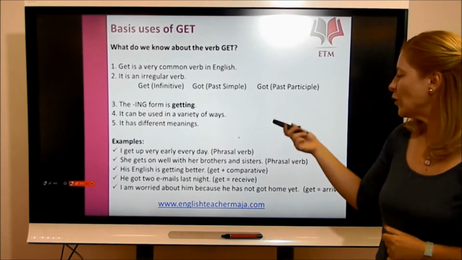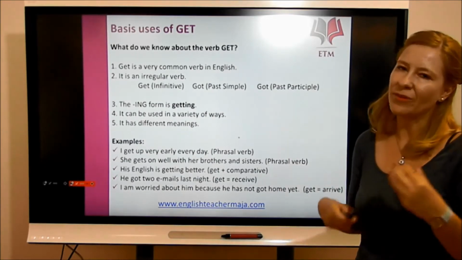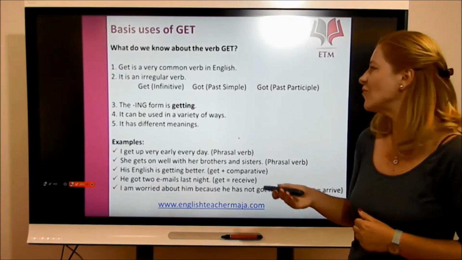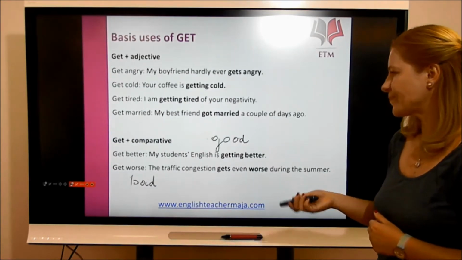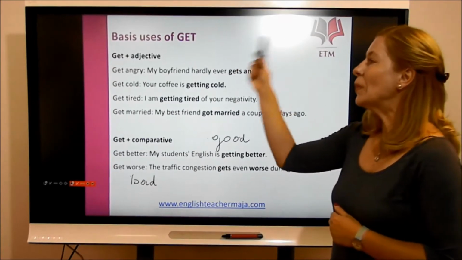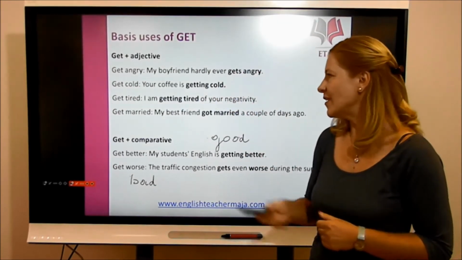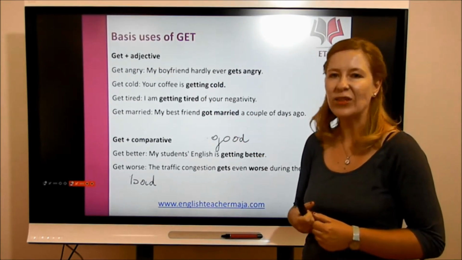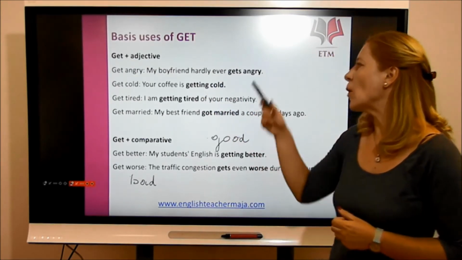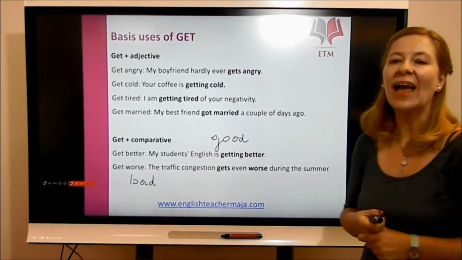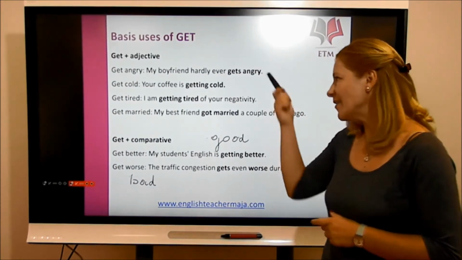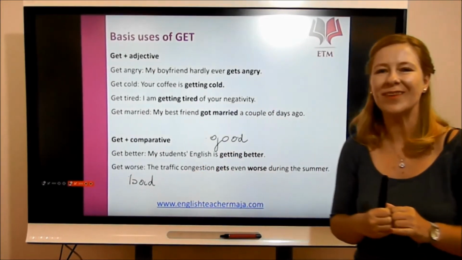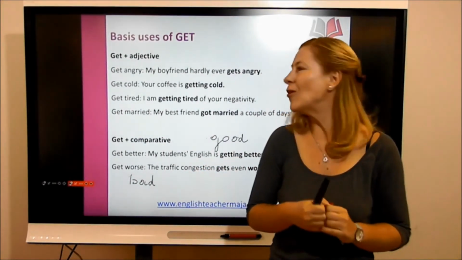I'm going to tell you more about comparatives, about different meanings, and I will give you a couple of examples of phrasal verbs. Okay, so you could combine get with adjectives. You could say get angry, get cold, get tired, get married. My boyfriend hardly ever gets angry, and it's true because he is a well-balanced person, so it means that he controls his emotions.